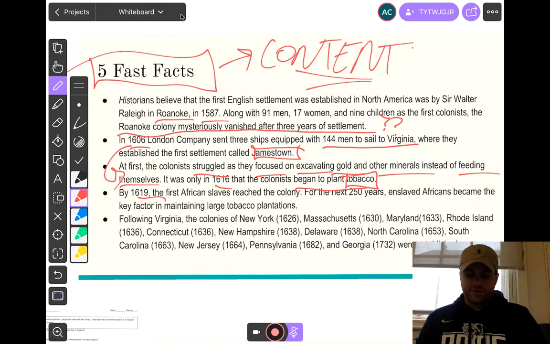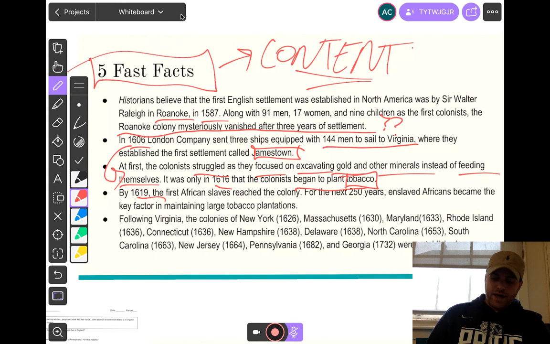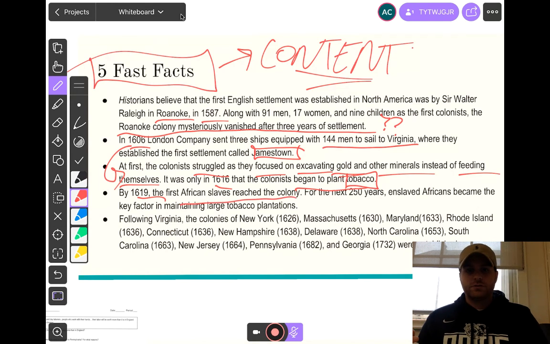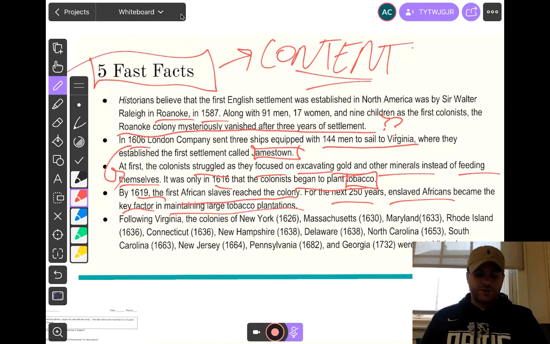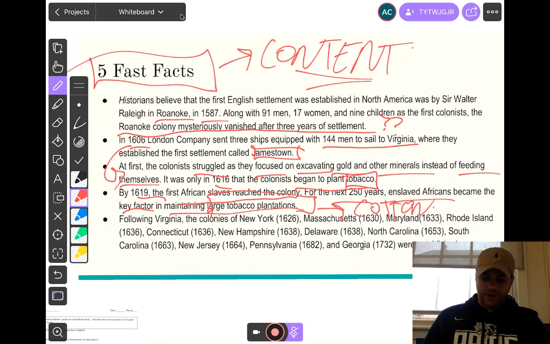Pretty quickly after the first settlement in Jamestown, we see that the first shipment of African slaves arrives in the colonies. This is really the start of one of the more troublesome aspects of American history. For the next 250 years, enslaved Africans are really the driving economic force that allows the colonies to grow. Initially, slaves are used on large tobacco plantations. Then we see that cotton becomes the major cash crop of the colonies.